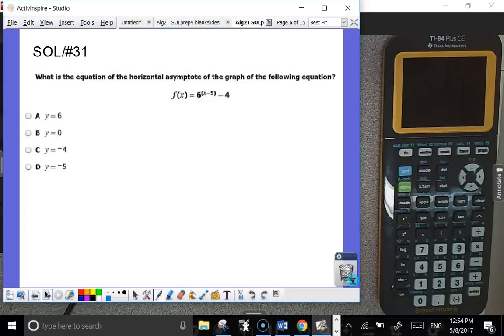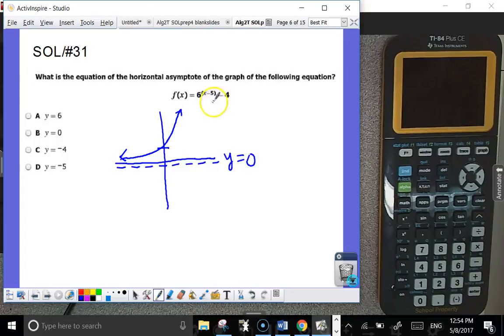Okay, so what kind of function is this? It's an exponential. Is it growth or decay? It's growth. So it looks like the parent function would look like this. It would have a horizontal asymptote of y equals 0. Okay, so what's the effect of this -5 inside the function? Right 5. And about the -4 after the function? Down. So which one of those moves the asymptote?